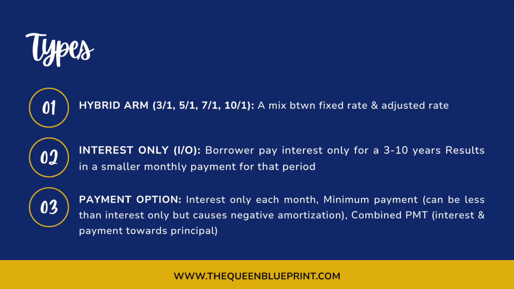And you have a couple of payment options: interest only each month. You could do a minimum payment, which can be less than the interest only, but that causes negative amortization. So at the end of that loan, you will have a balloon payment like Christy asked, right? And then you can also do what is called a combined P, M as in Mary, T as in Tom, combined PMT, which means that it is interest and payment towards the principal.